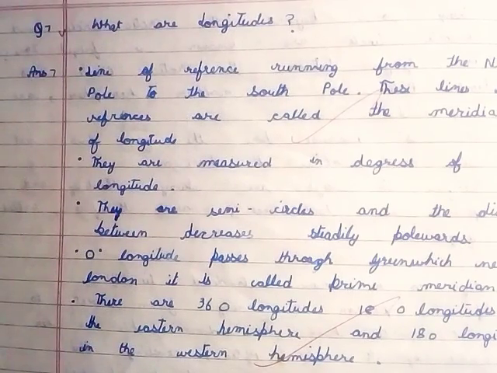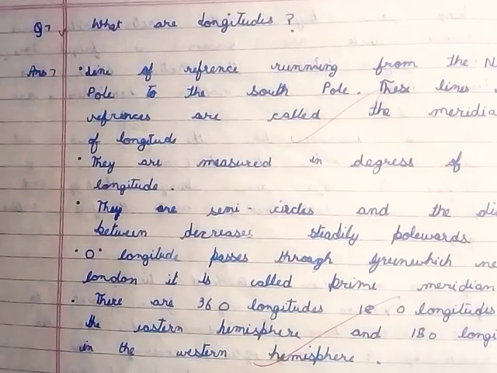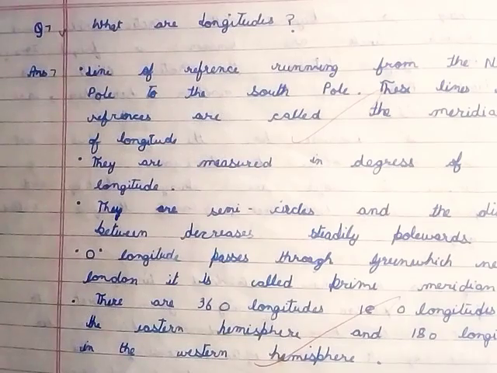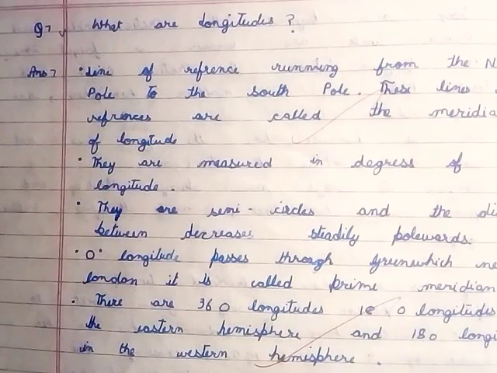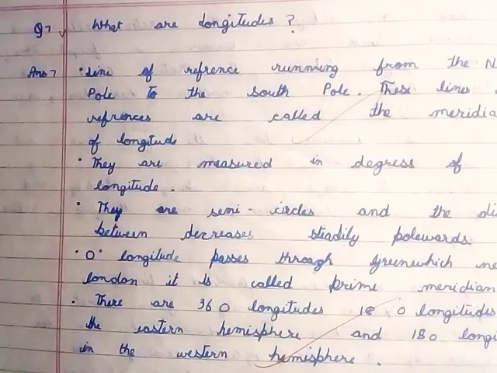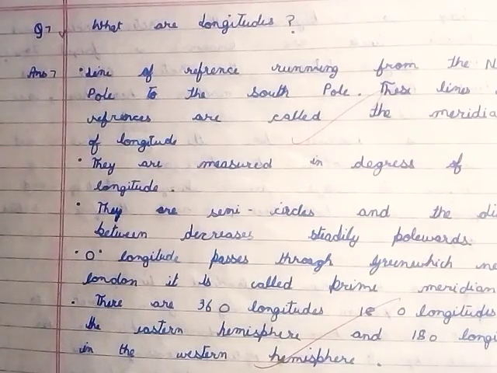They are semicircles and the distance between decreases steadily polewards. 0-degree longitude passes through Greenwich near London and it is called prime meridian. There are 360 longitudes, 180 longitudes in the eastern hemisphere and 180 longitudes in the western hemisphere.